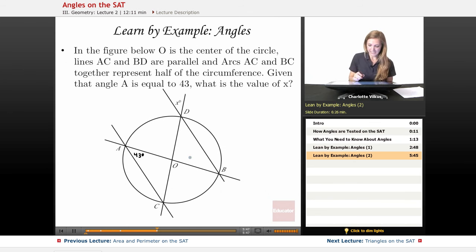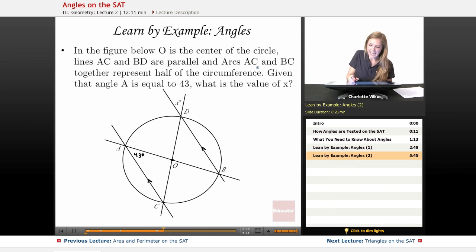We're going to look at this one, and here we have a figure with O at the center. So we've got a whole circle, O's right here at the center. We've got that lines AC and BD are parallel. So here's line AC, and it is parallel to line BD. I would definitely suggest always drawing in what you're given on geometric figures, so that you've got it right there in the figure that you can look at.